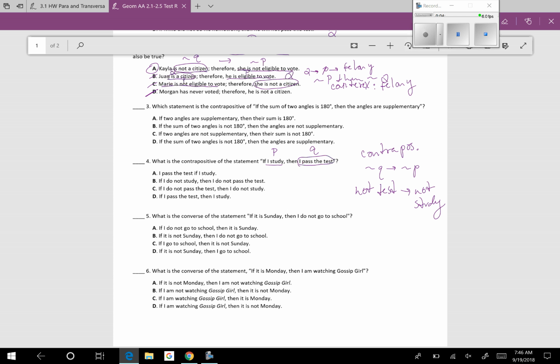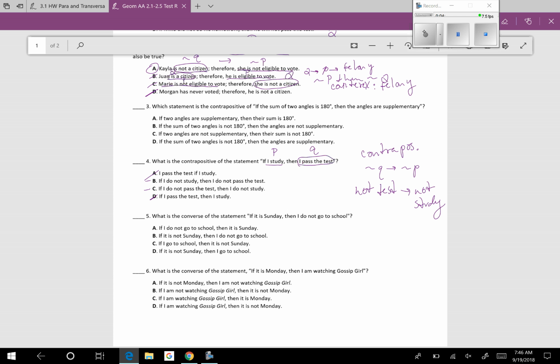Now we'll look at our answer choices. If I pass the test, I pass the test if I study? No, that's just a rewording of our original. If I do not study, then I do not pass the test. That looks like it matches, so that's a possibility. C. If I do not pass the test, then I do not study. If I pass the test, then I study. No, those are both in the affirmative. So we're looking at the two that have nots in it.